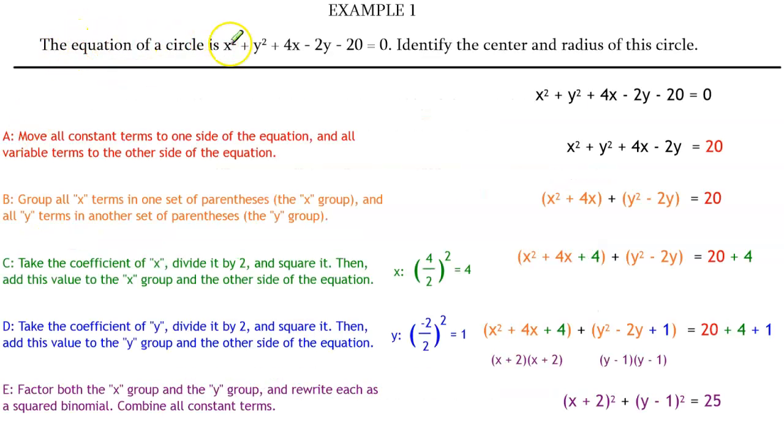The first example has x squared plus y squared plus 4y minus 2y minus 20 is equal to 0.